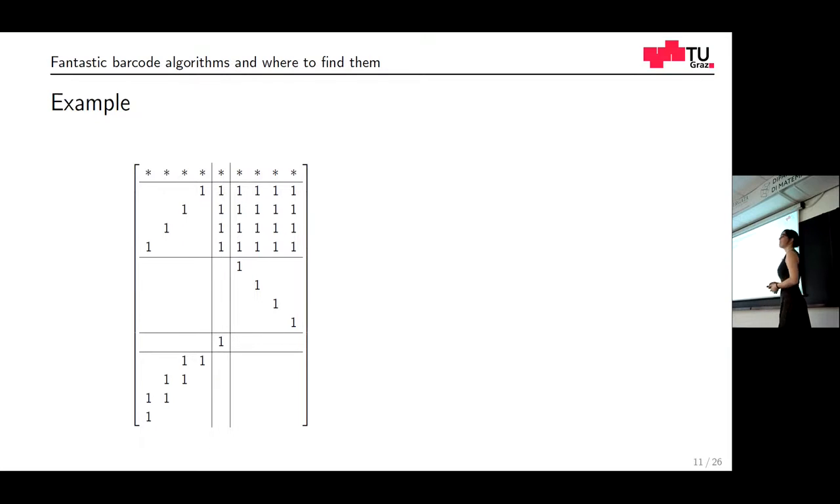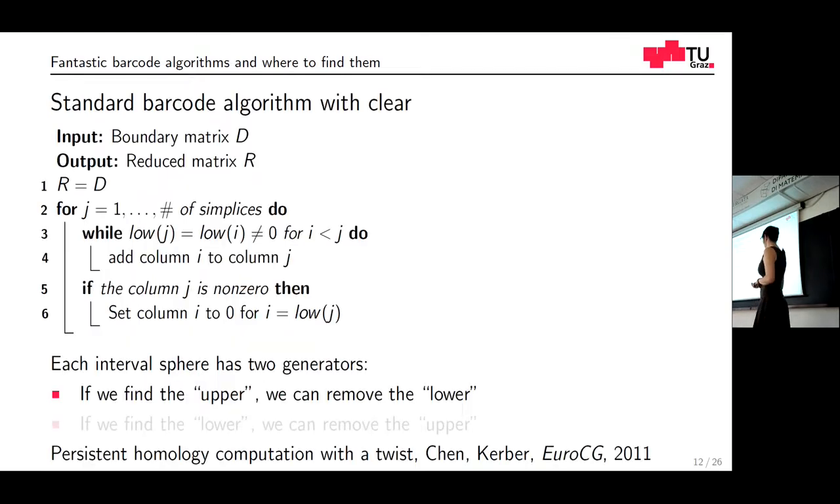Okay, so it's good. It could be NP-hard, but still, when you have thousands of points, you cannot do much after a certain degree. Okay, so we want to do better. So the intuition that you can have now, because I was talking about interval spheres, is that an interval sphere comes with two generators, right? And once you have the pairing for one, you actually don't need to study the other, which means that if we find the upper generator, let's say, then we can remove the lower.